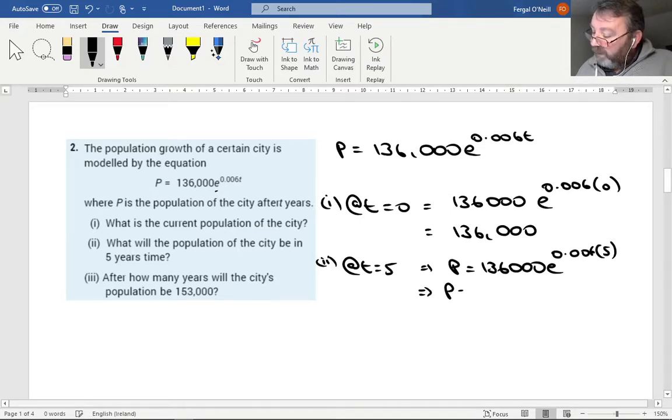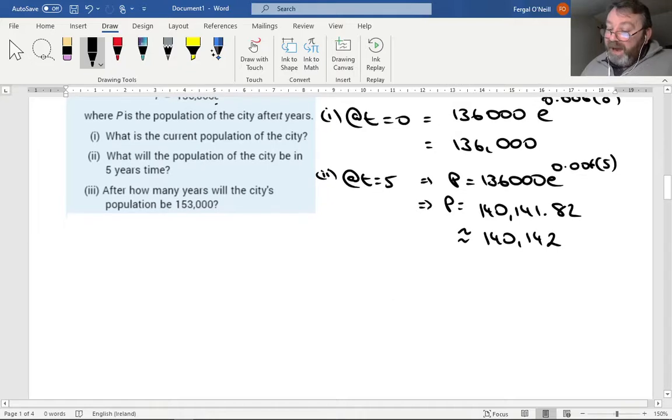That gives me a value of P of 136,000 e to the power of 0.006 multiplied by 5. And the answer there comes out as 140,141.82. And that's the population in 5 years' time. Now again, because we're dealing with humans, you're allowed to go to the nearest whole number of 140,142.